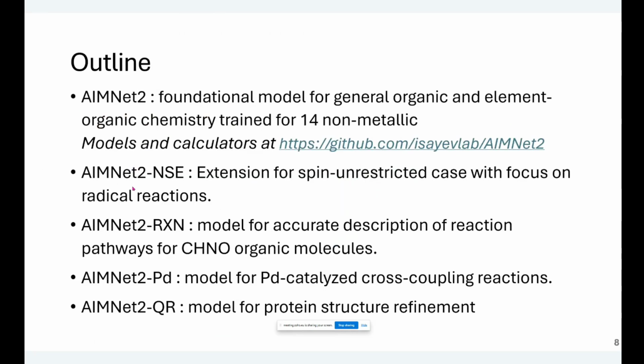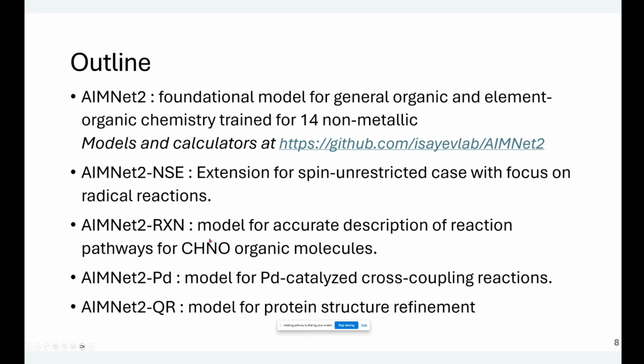Okay, and first, an outline of what I'll be talking about today. The AIMNet2 models. This is foundational. This is the most established, well-working model that is actually implemented and attached to AMS. I will talk about the spin-unrestricted case. It has not gone public yet, but in principle, it could be used with AMS. It's the same model. If you're interested, you might contact Alexander Isaev, to see if you want to test these models. I will talk about other developments.